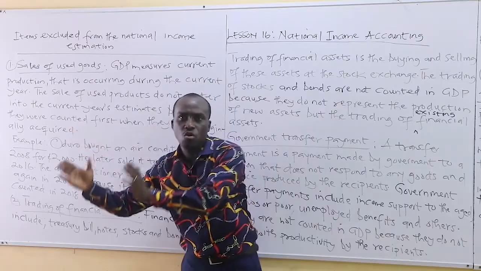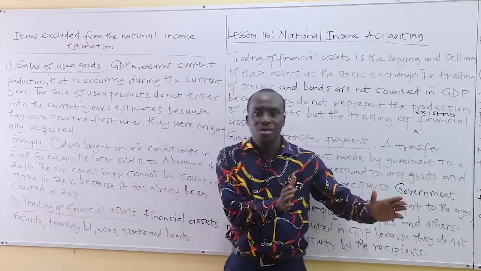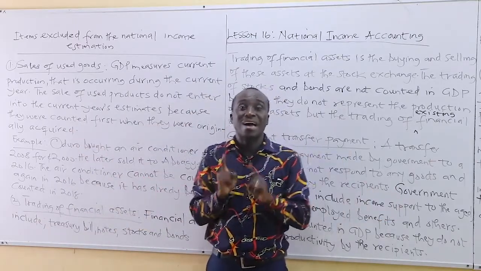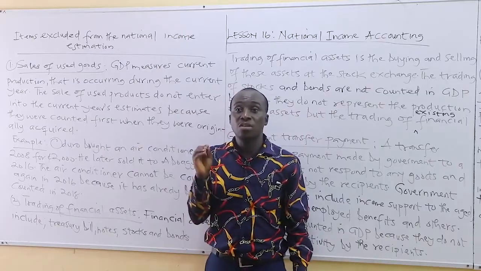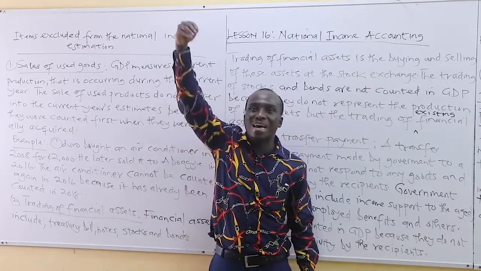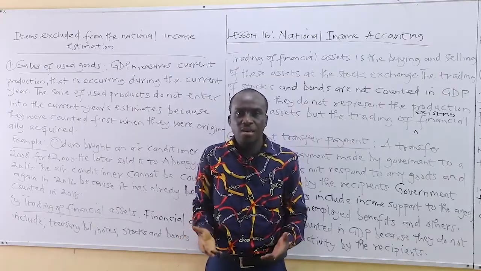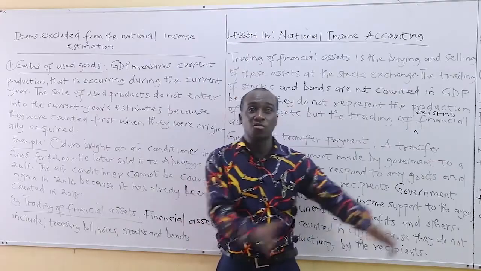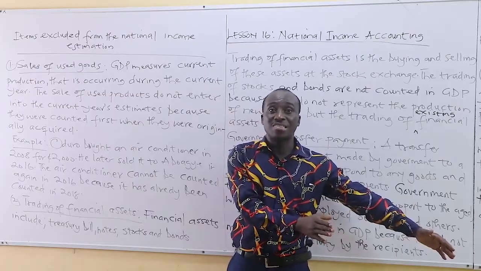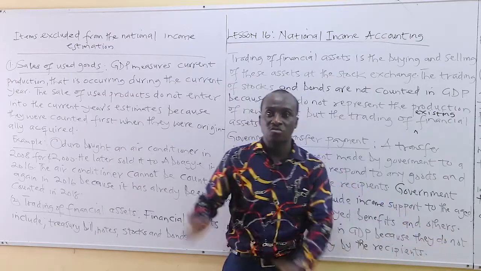You are transferring your financial asset to another person. When you first bought the financial asset, say I bought it in 2010 from MTN, it was added to that year's GDP. So if now you say you're not interested and you're selling it in 2020, it should not be counted again in 2020. Why? Because it doesn't make a new asset. It's an old asset. You're just transferring it.